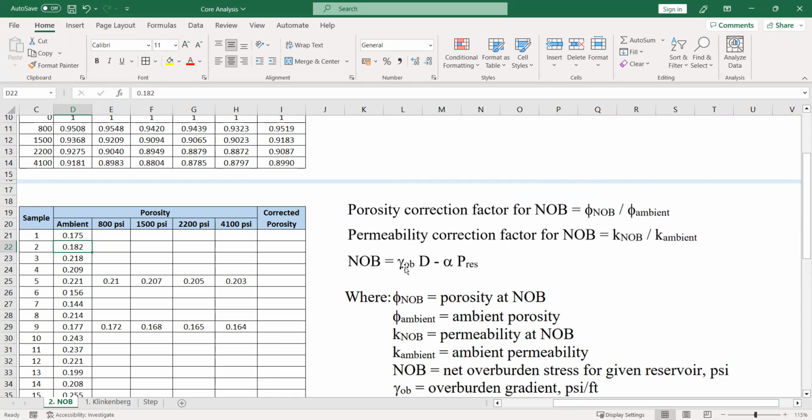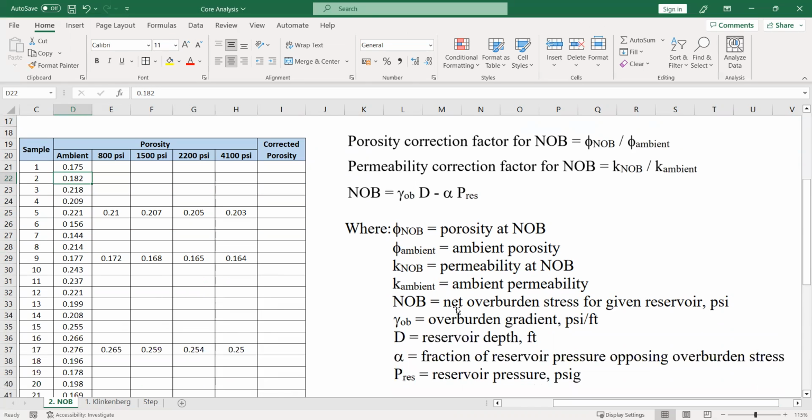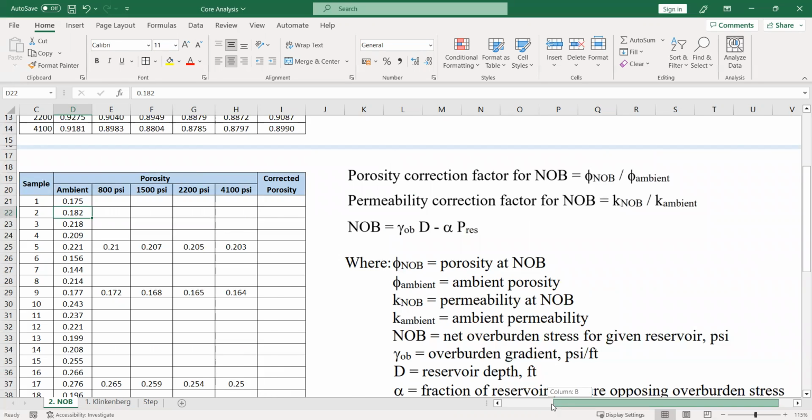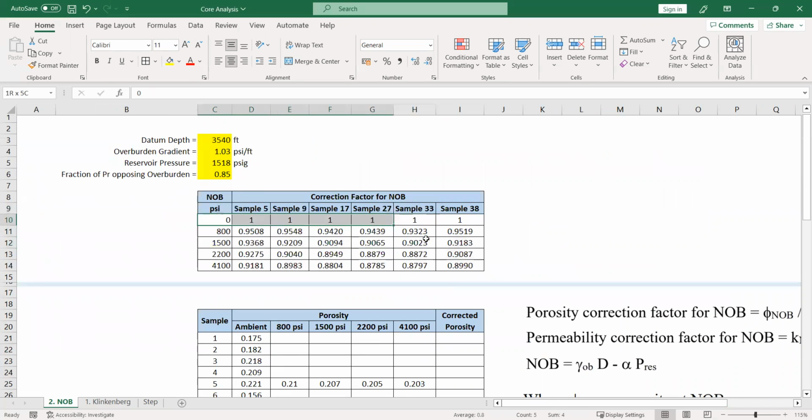And then what is the net overburden? Net overburden is this. We have sigma, which is the overburden gradient, multiplied by the reservoir depth, subtracted by alpha, the fraction of reservoir pressure opposing overburden stress, multiplied by the reservoir pressure itself. That's the formula that we will use. So let's process this information first.